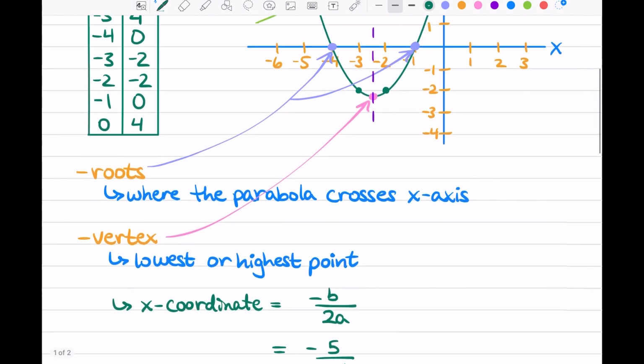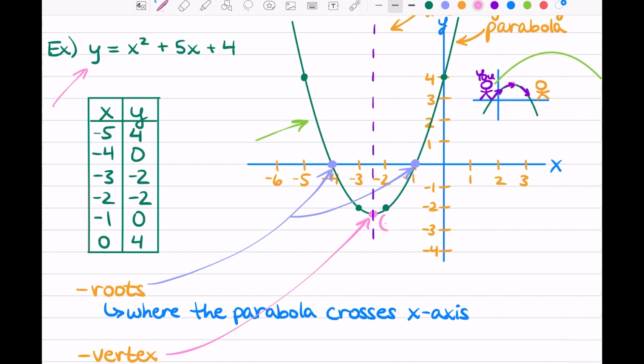Let's take a look at that on our graph. So we're saying the x-coordinate here is negative 2.5. And that makes sense, right? If you look at our line of symmetry, we're going right between negative 2 and negative 3. So negative 2.5 makes sense for the x-coordinate. Now for our pink point here, we have the x value, and we can go back to our original equation and plug it in to find the y. And when we do that, we find that our y is negative 2.25. So that is the location of the vertex. X equals negative 2.5, y equals negative 2.25.